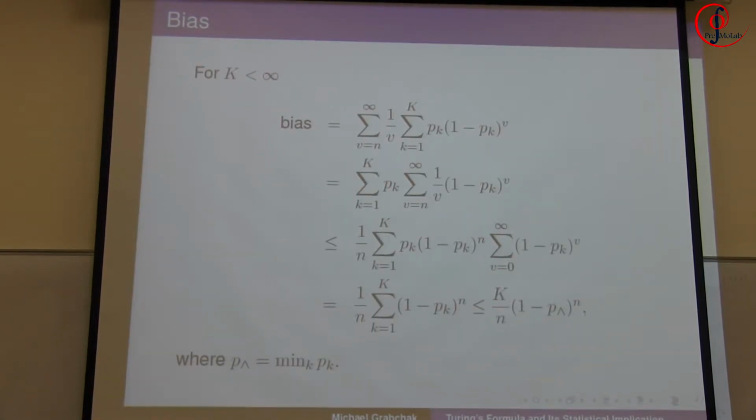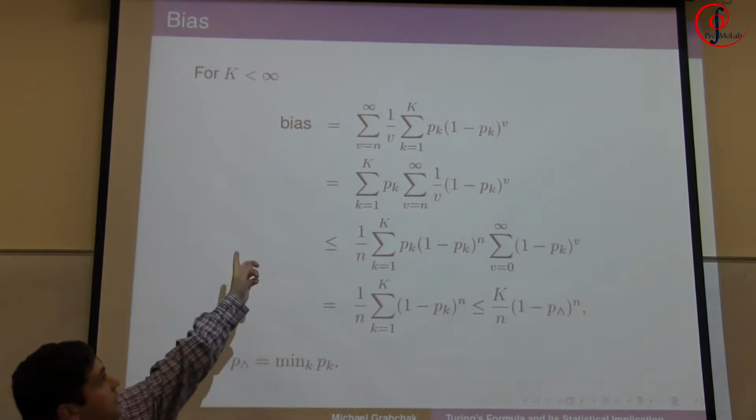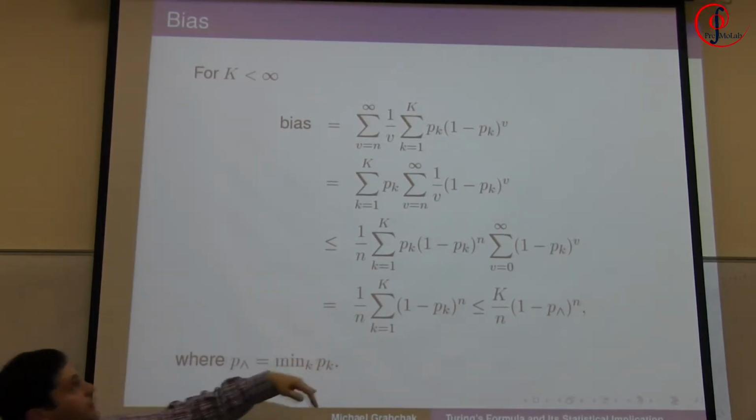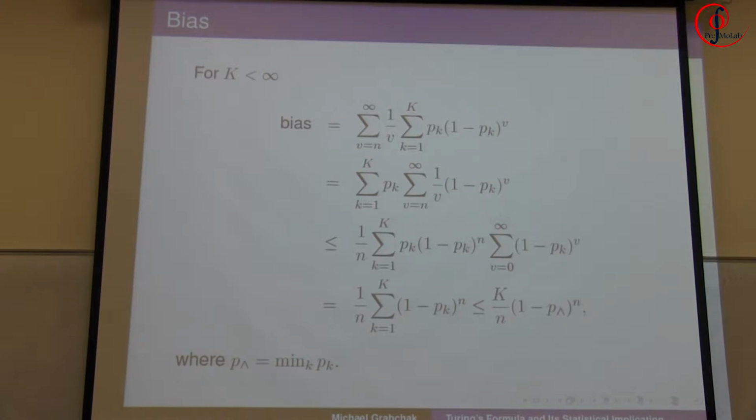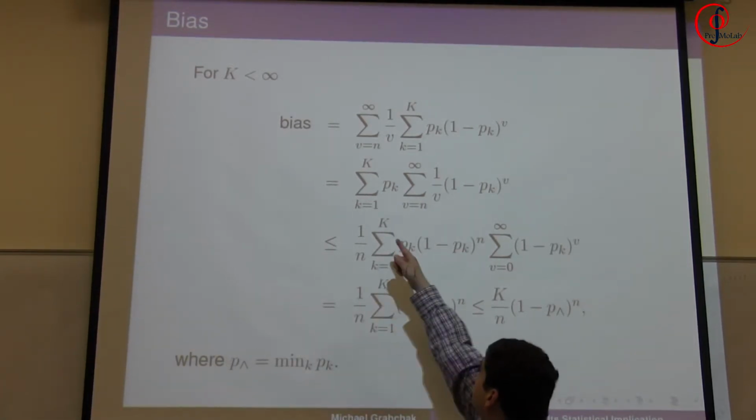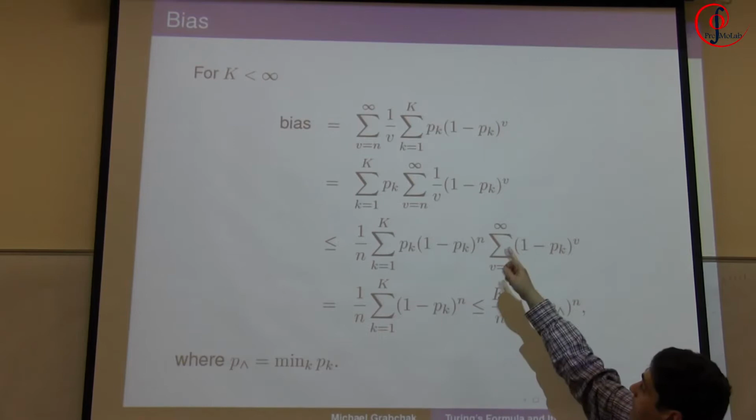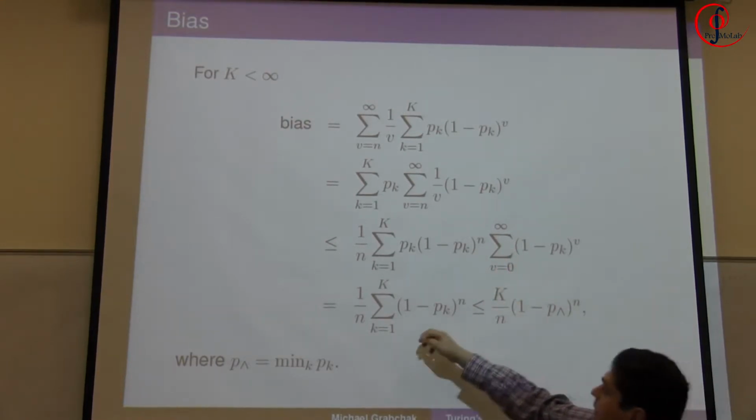But what can we say for the bias? Let's assume that we have a finite number of categories, and even for the plug-in, really, this is the only case where bias is well understood. So our bias has this very explicit form. It's the sum of this combination of Simpson's indices starting at n. We can interchange the two summations and write it in this form here. We can upper bound, getting rid of the 1 over v, upper bounded by 1 over n.